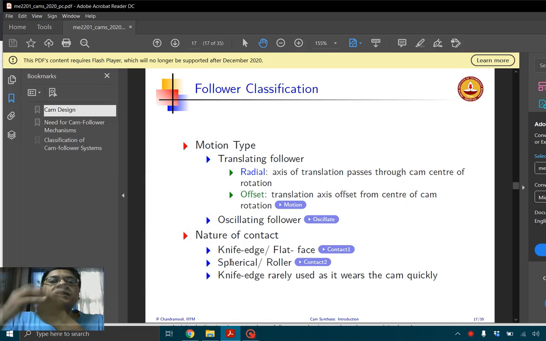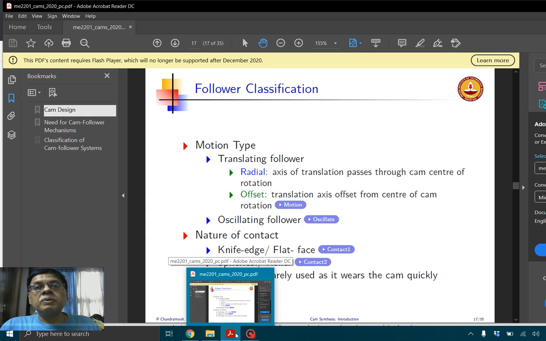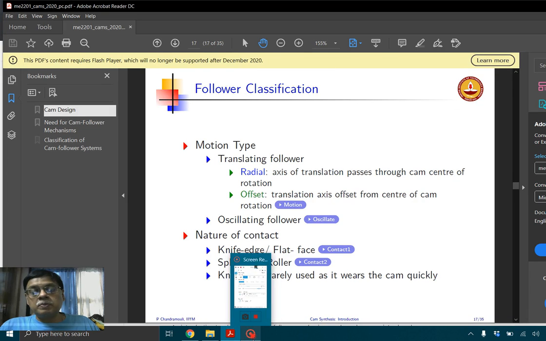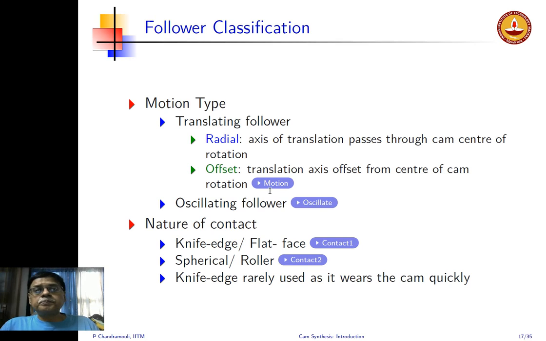Okay, so this is the second lecture on CAM synthesis. In this lecture, we are going to look at the type of classification based on followers, and we'll also do a little bit of CAM language so that you become familiar with these aspects. Now, the classification can be based on different things.